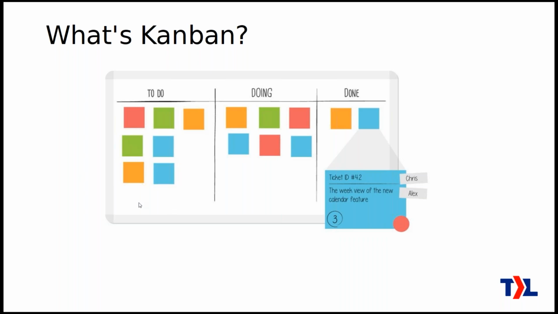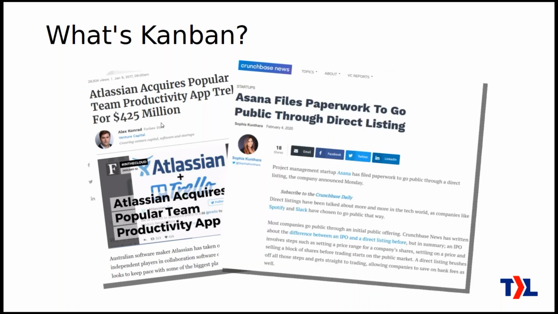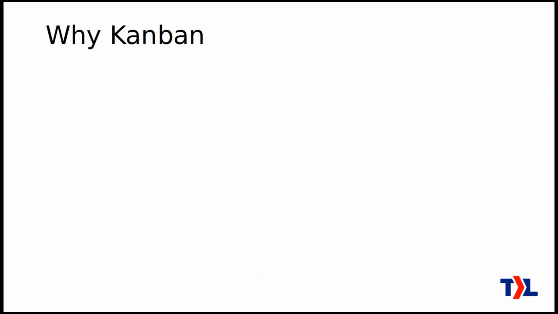You may have heard of Atlassian and Trello's popular Kanban app. This was a few years ago, sold for big bucks, $425 million. Another one, Asana, project management tool, you've probably heard of. Just earlier this year, it filed to go public. So these are examples that Kanban is growing in popularity in all industries, not just IT. People are catching on, and we really found it to be very, very useful.